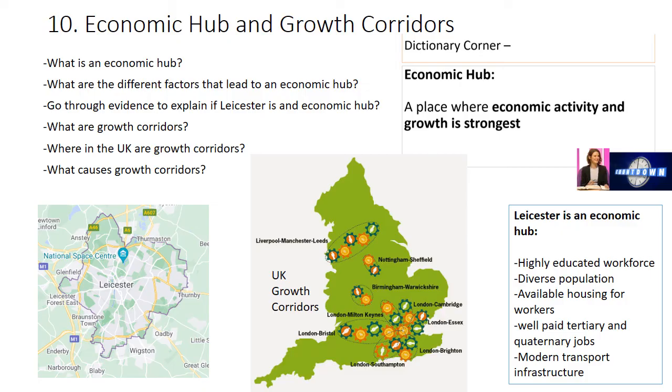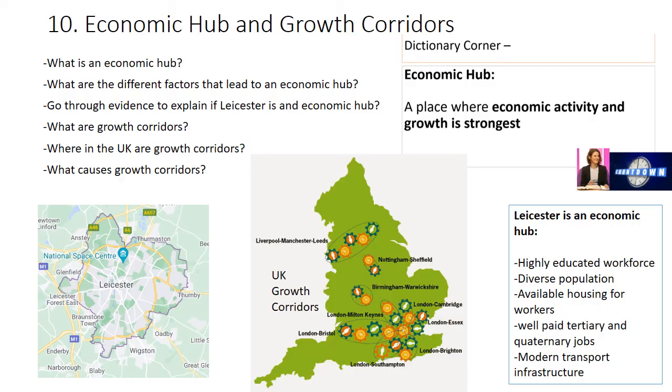You want well-paid tertiary and quaternary jobs. Again, Leicester has that. There's many new businesses developing new technologies. For example, there's the Science Park, there's the Space Centre and offshoot jobs linked to those industries. You need modern transport infrastructure so that your workers can travel to work. Again, Leicester's got the M1 motorway passing through it, the main train line that goes all the way to London and up to Sheffield in the north, so it's easy for people to travel to Leicester.